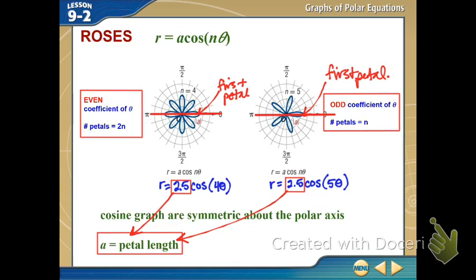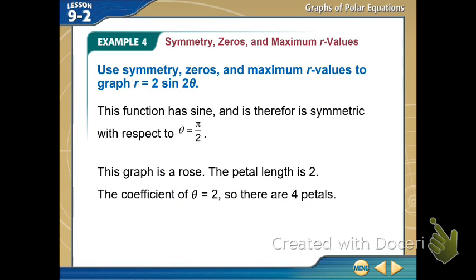All right, let's take a look at some examples. Use symmetry, zeros, and the maximum value to graph r equals 2 sine 2 theta. The thing that tells me right away that this is going to be a rose is that it has a coefficient for theta. So what am I going to be evaluating? First of all, this has a sine, and therefore it's going to be symmetric with respect to theta equals pi over 2.